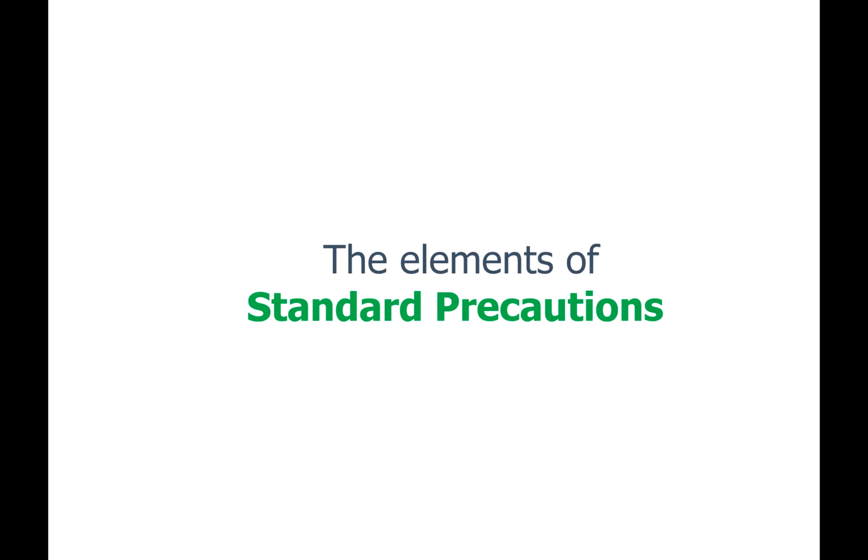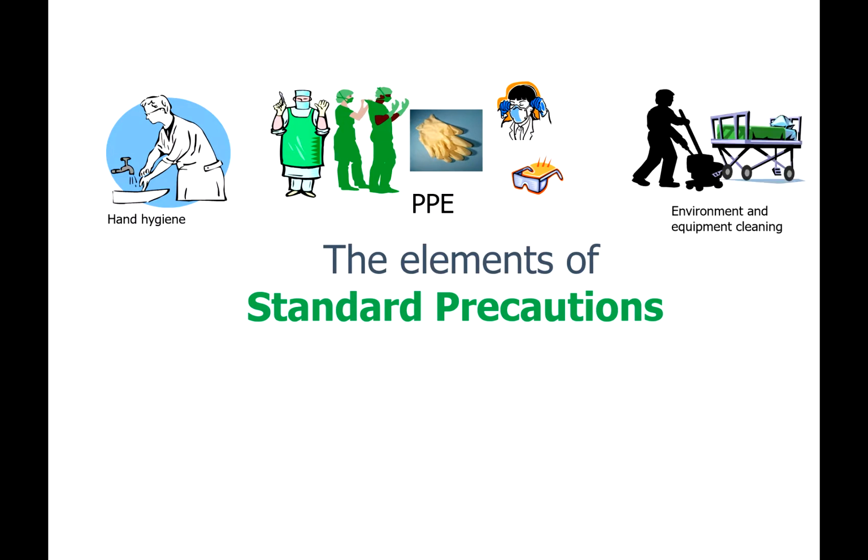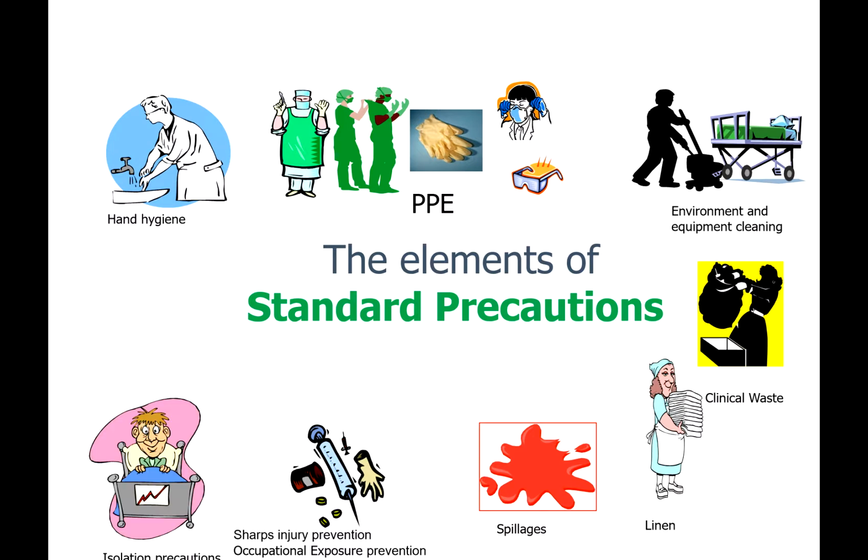What are the elements of the standard precautions that are recommended to all healthcare workers? First, hand hygiene, personal protective equipment (PPE), environment and equipment cleaning, clinical waste, linen and spillages, sharp injury prevention and occupational exposure prevention, isolation precautions, and cough etiquette.